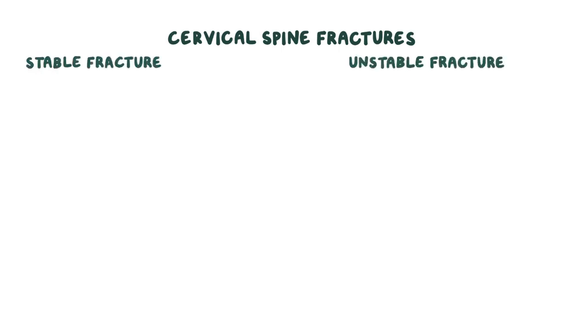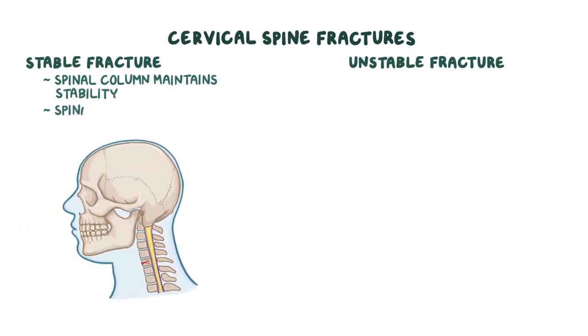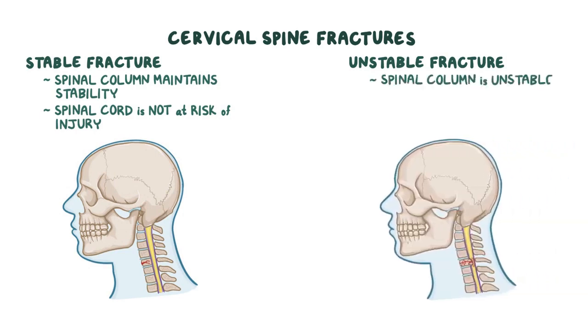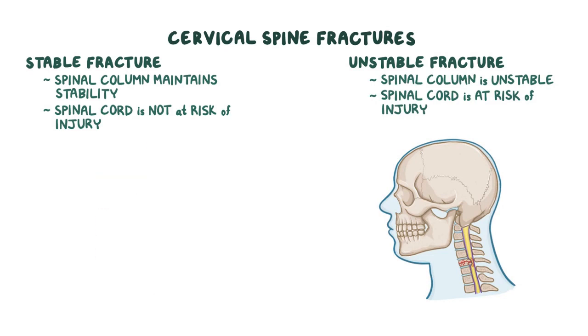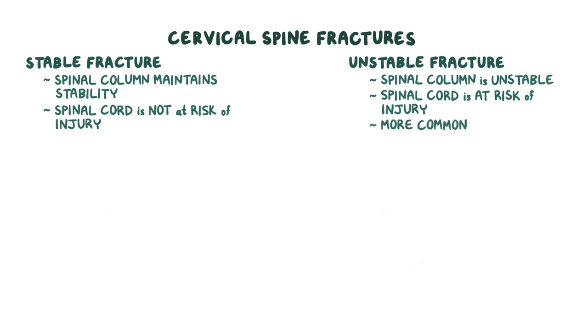Okay, now cervical spine fractures are classified into stable and unstable fractures. In stable fractures, the spinal column maintains its stability, and the spinal cord is not at risk of injury. On the contrary, in unstable fractures, the spinal column is unstable and the spinal cord is at risk of injury. Fortunately, stable spinal fractures are more common, and their management includes analgesia and physical therapy.